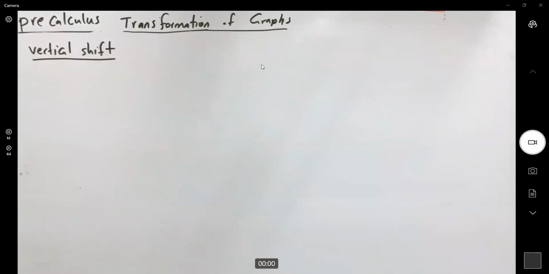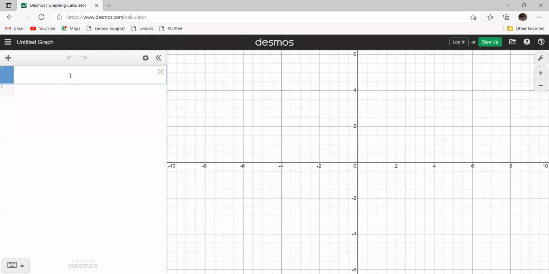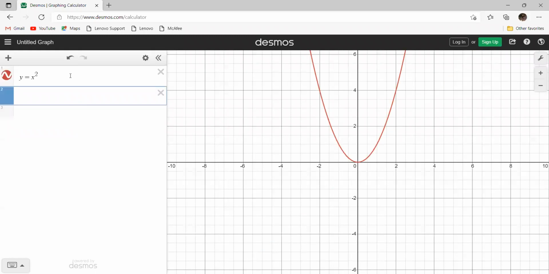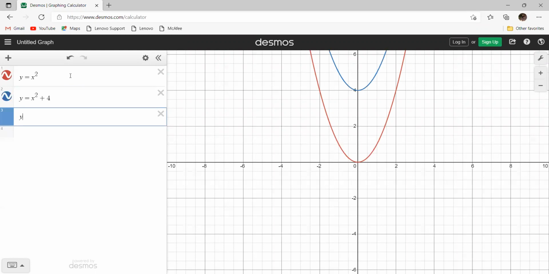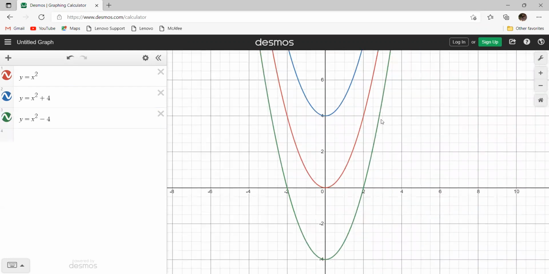Here's a question. The first one is y equals x squared. The second one is y equals x squared plus 4. The next one is y equals x squared minus 4. So what are the similarities between these three graphs?